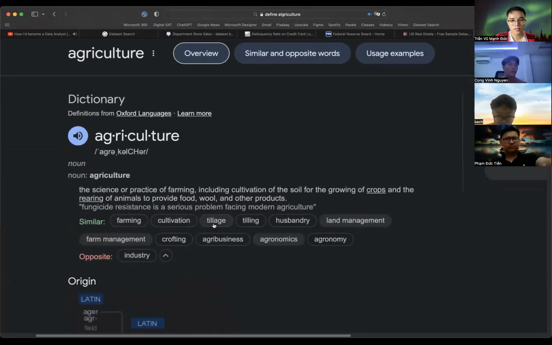Farming, cultivation, tillage, tilling, husbandry, crofting, agribusiness, and agronomy. They are the words that you can learn, for example, now you know what agriculture means. So that means that you know what tillage means, and you know what crofting means, right? And that is how you're going to learn new words.